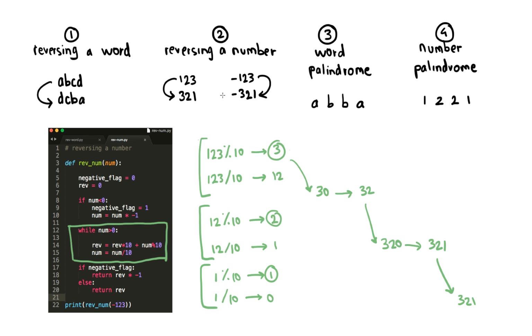Okay, so how do we handle the negative part? To handle the negative part, we basically say, is the number negative? Is the number less than 0? Yes. Then we set the negative flag to 1 and multiply the number by -1, and then we do the operations on the positive number, and then if the negative flag is 1, we simply return the negative number, else we return the number as it is.